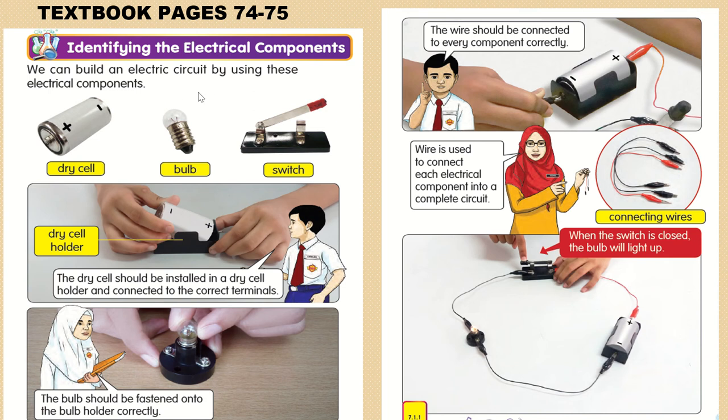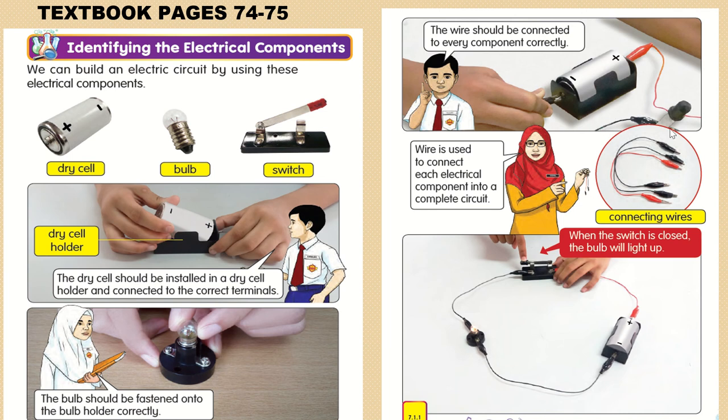Number 2, the electrical component is bulb. This one is the bulb, and the red one is the bulb holder. The bulb should be fastened onto the bulb holder correctly. Same as the dry cell, if you want to put the bulb onto the bulb holder, make sure you fasten it correctly.